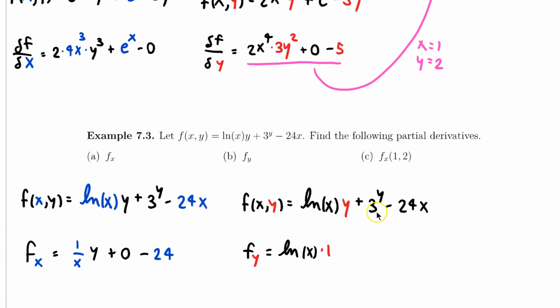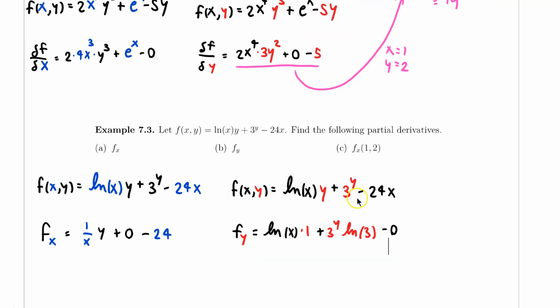The derivative of 3 to the y, so again my y here is a variable, would be 3 to the y times log of 3. And as for the last guy, the derivative of negative 24x, because this term has no y in it, its derivative would be just 0. So now here is my derivative with respect to y.